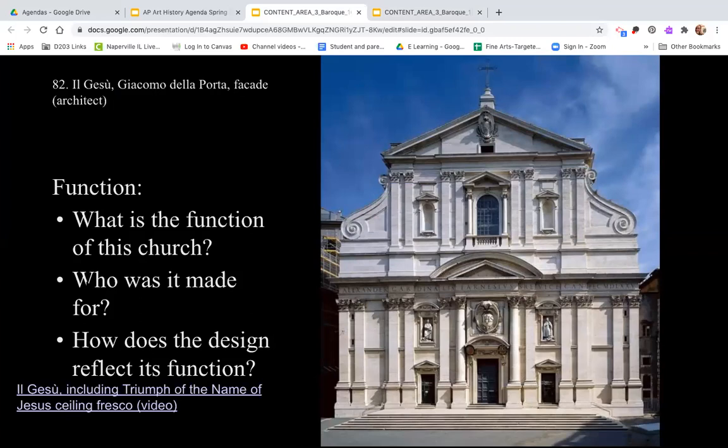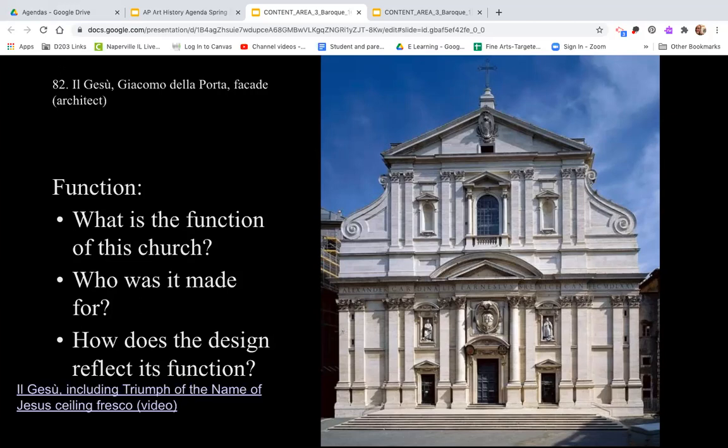So what's the function of this church? It's not just any old church. What's the bigger function? What's the bigger function of this church? Juana, do you have that? I don't know if this counts as like a function, but it's like a mother church. It is. It is a mother church of the Jesuit order.